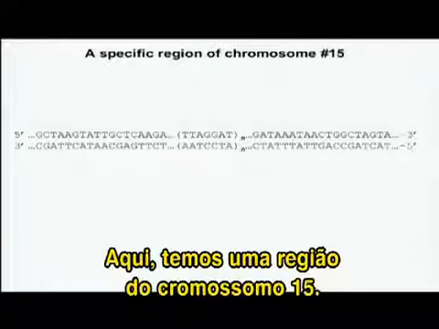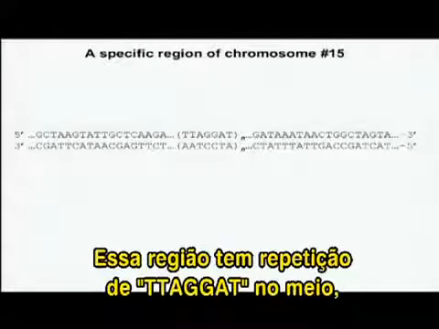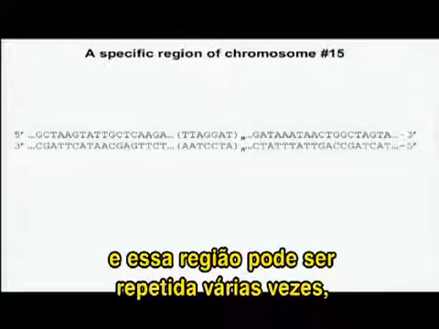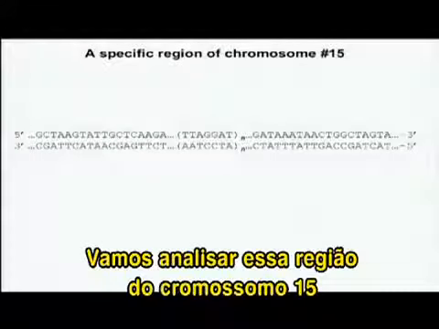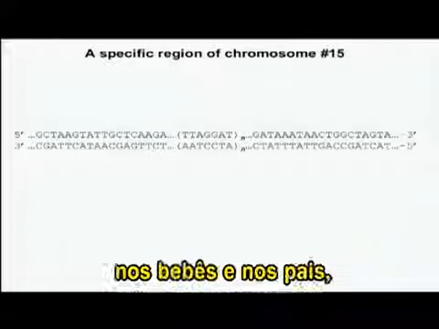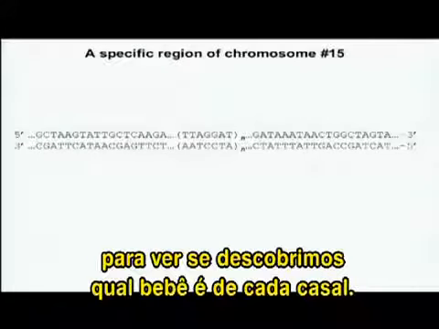Here's a region of chromosome 15. This region has a repeat of TTA, GGAT in the middle. And this region can be repeated n number of times, so a different number of times in different people. We're going to analyze this region of chromosome 15 in the babies and the parents to see if it can tell us which babies go with which parents.